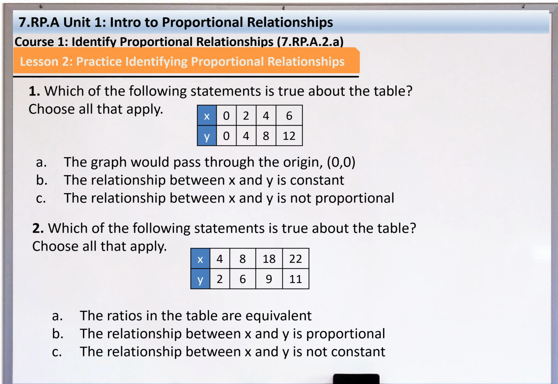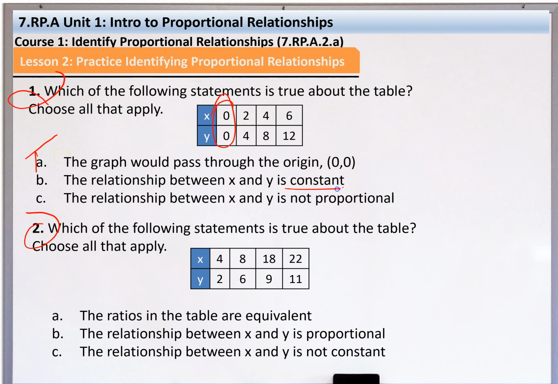So we have two problems here with tables. Which of the following statements is true about the table? Choose all that apply. And same thing for number 2. All right, for the first one, we can see that it passes through the origin. So A is true.